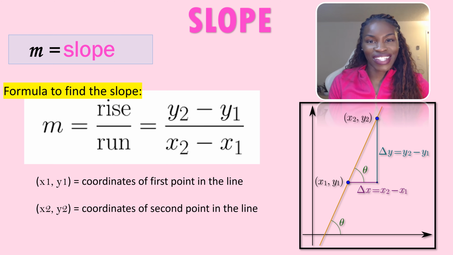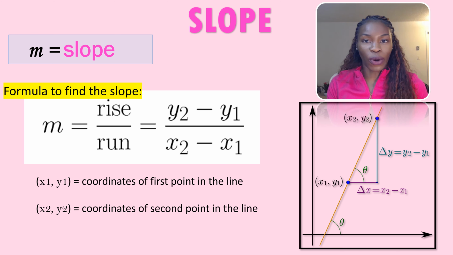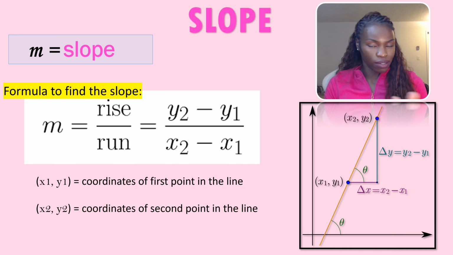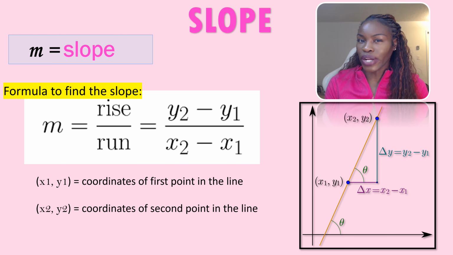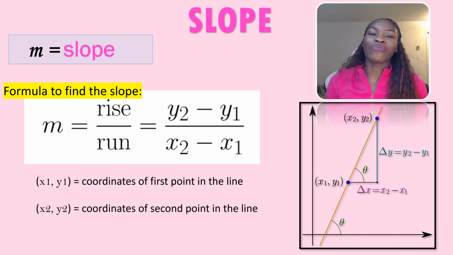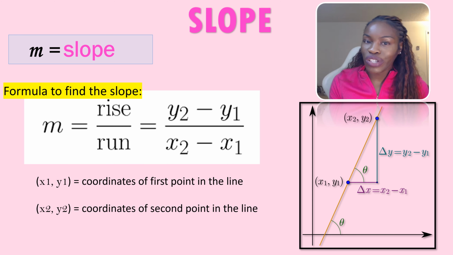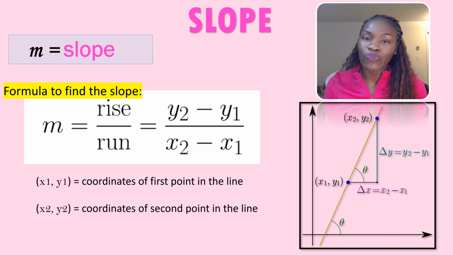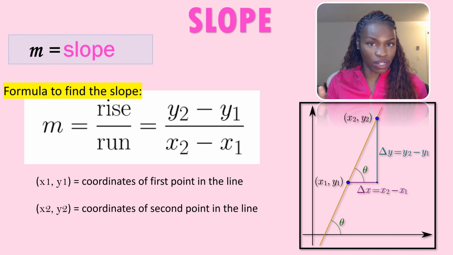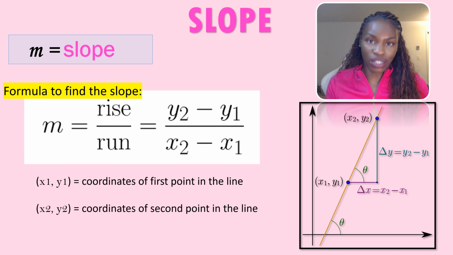Hello there. Today I would like to introduce to you the formula to find the slope. But before we get to that, I want to let you in on something. When it comes to algebra, slopes are usually denoted by the letter M. Why? I don't know, but that's something for us to research, okay? So whenever you see the letter M, just know that they're talking about the slope. And then sometimes you might see rise over run, and that's also in relation to the slope.